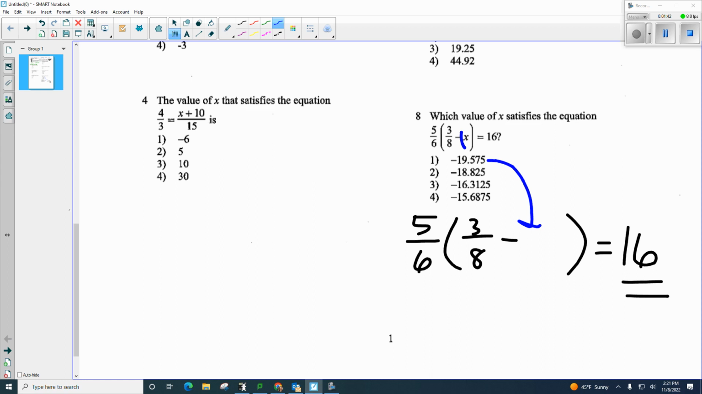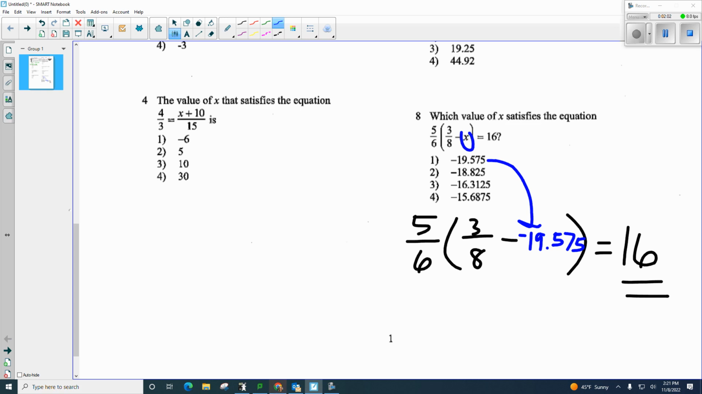In place of this x here, I'm going to put, and be careful, there's a subtraction sign, and then the number is negative 19.575.